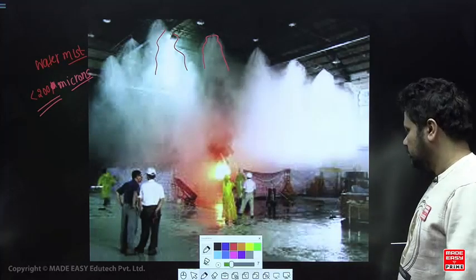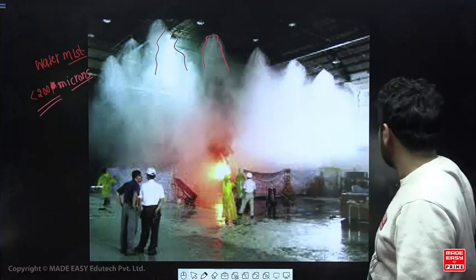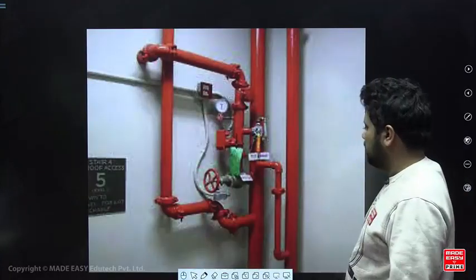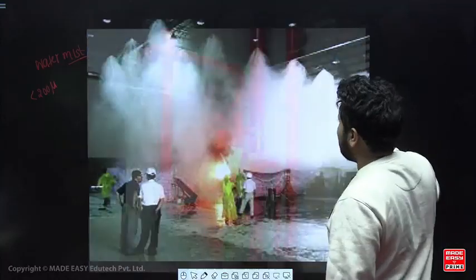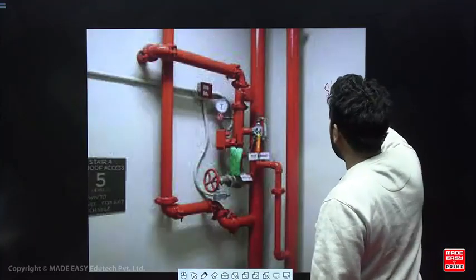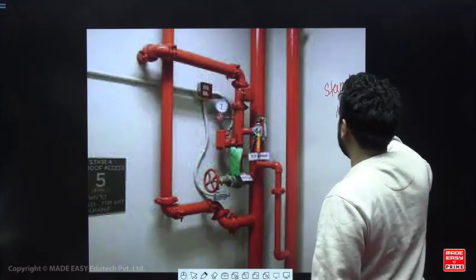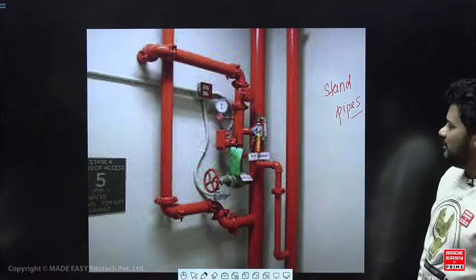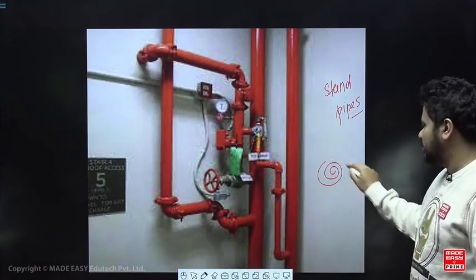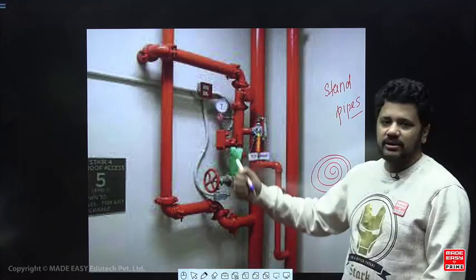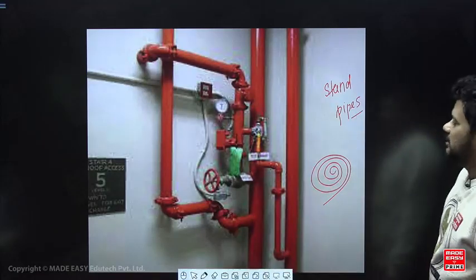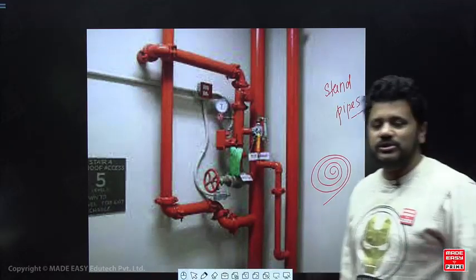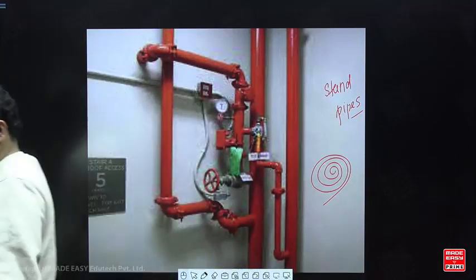Next, these are called as standpipes. Okay, water mist. These are called as standpipes. You must have seen in the mall, hospitals, and so on. Standpipes, right? So there will be a hose pipe somewhere here, and you need to connect the hose pipe, and then you have to use the fire extinguisher. So these are some of the fire extinguishers used in the industries, right?